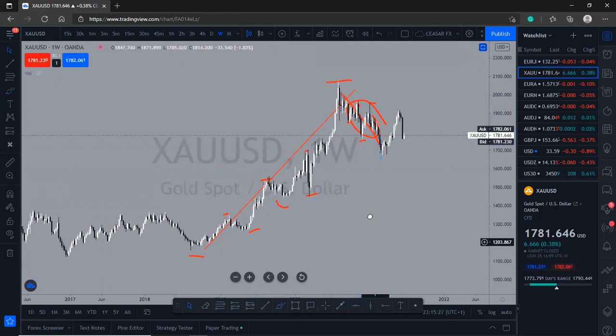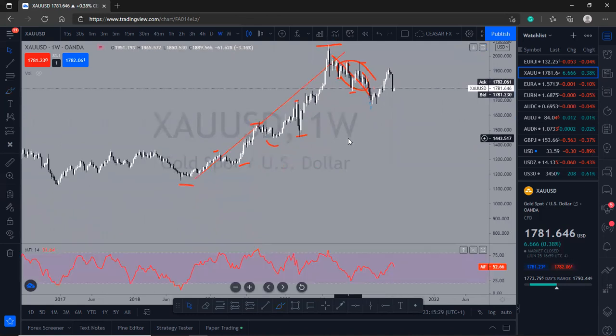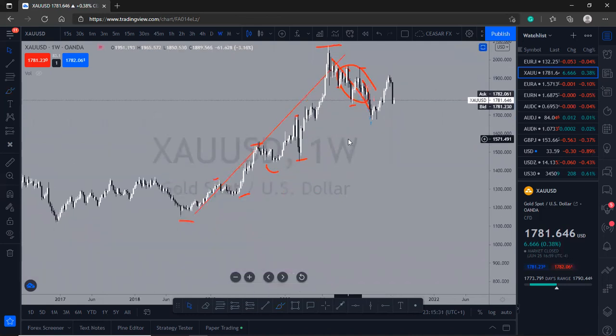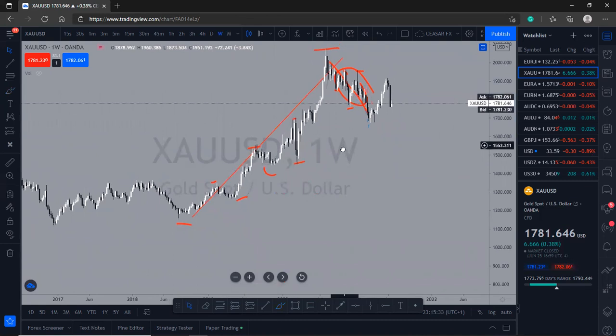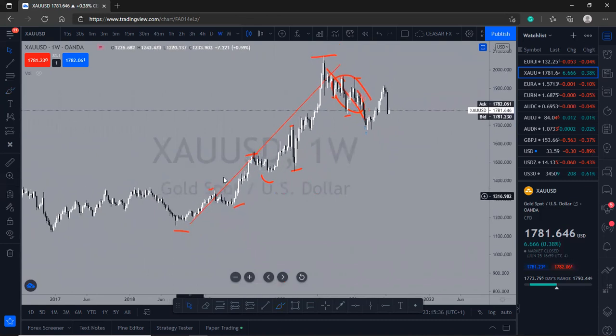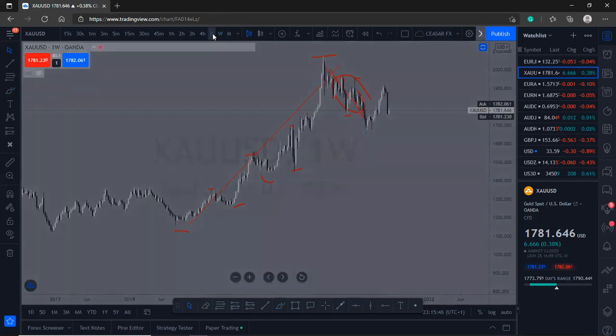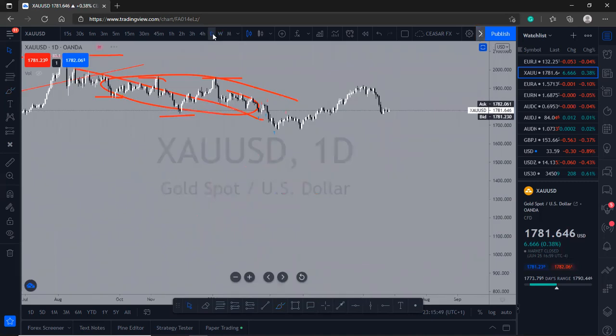start our analysis. The first thing that we must do is start off marking the structure and see if the structure is trending up or to the downside. So now we know that we are bullish on gold according to the weekly time frame. Let's go down to the daily time frame. What I'm trying to teach you is this.